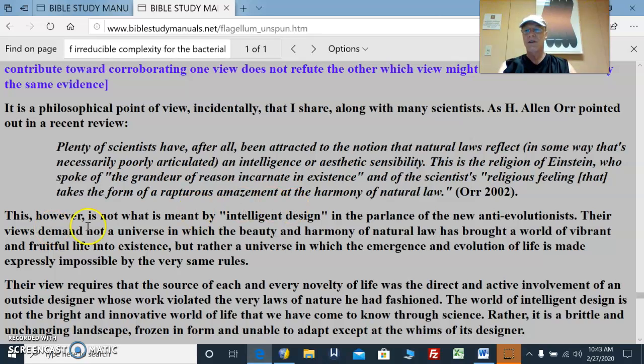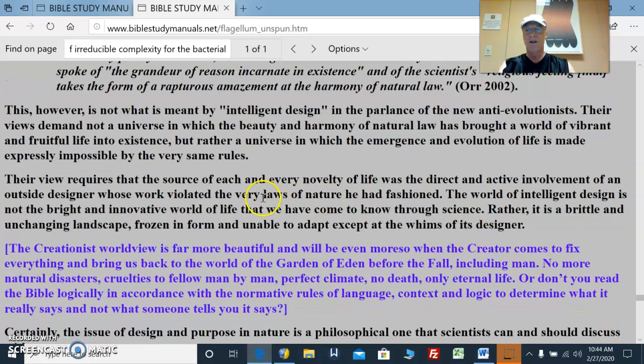Right? This, however, is not what is meant by intelligent design in the parlance of the new anti-evolutionists, which is right. It isn't. Their views demand not a universe in which the beauty and harmony of natural law has brought a world of vibrant and fruitful life into existence, with natural disasters, the destruction of humans and property and the planet, including the participation of mankind in all the evil that it does. Oh, that's beauty and harmony, huh? But rather a universe in which the emergence and evolution of life is made expressly impossible by the very same rules. Yes, and you're going to badmouth an intelligent designer. And you say, no, there's no such thing.